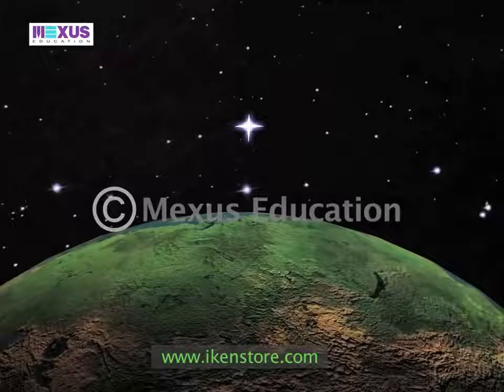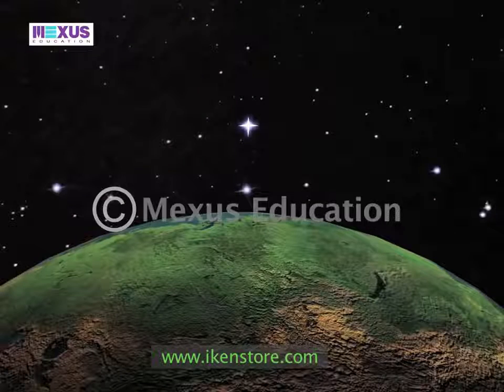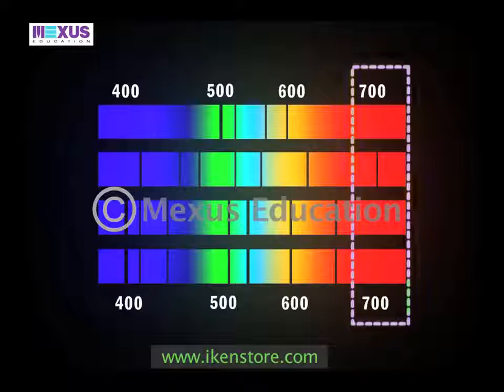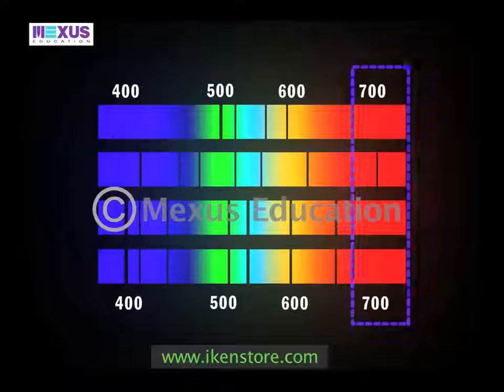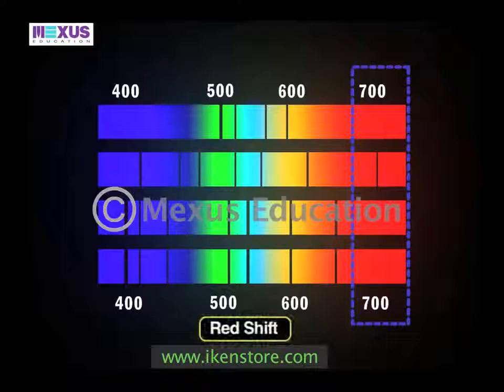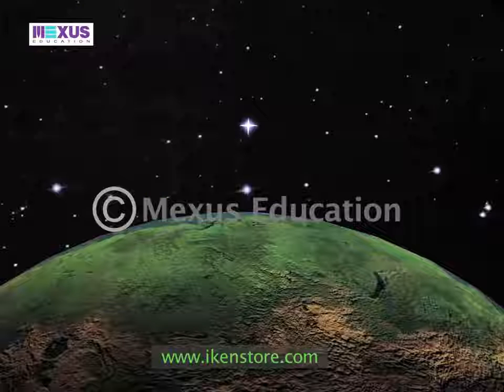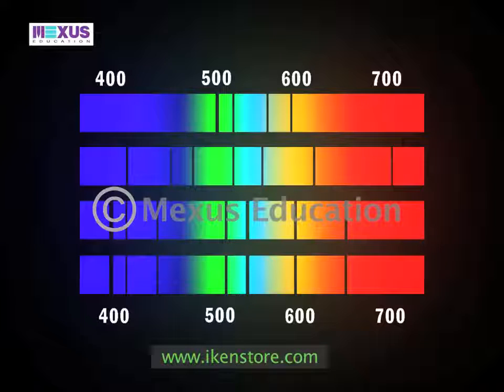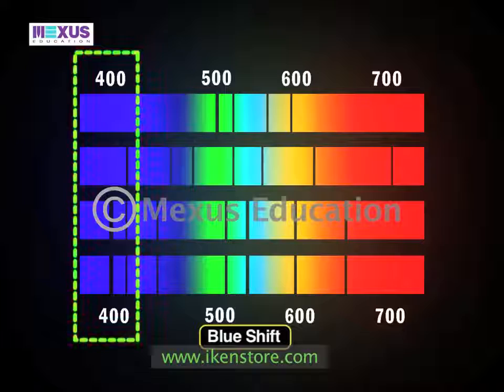The Doppler effect is observed in light also. Suppose a star recedes from Earth, then the frequency of the light emitted by the star decreases or the wavelength increases. Thus, the spectral lines are shifted towards the red end of the spectrum. This is called red shift. Similarly, when a star moves towards the Earth, the spectral lines shift towards the blue end of the spectrum.